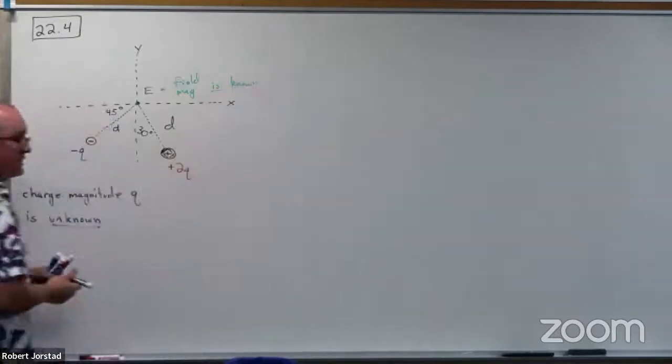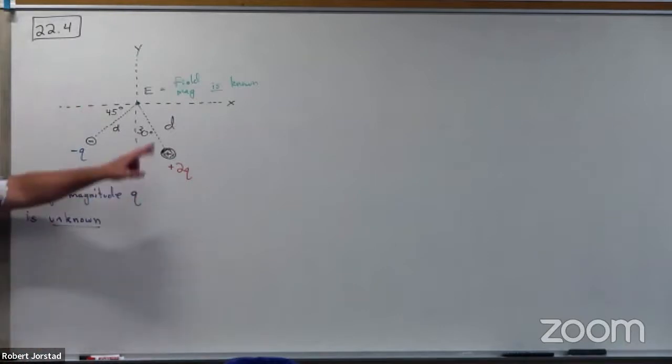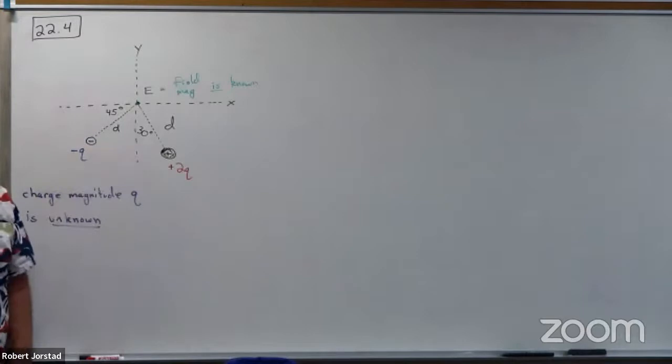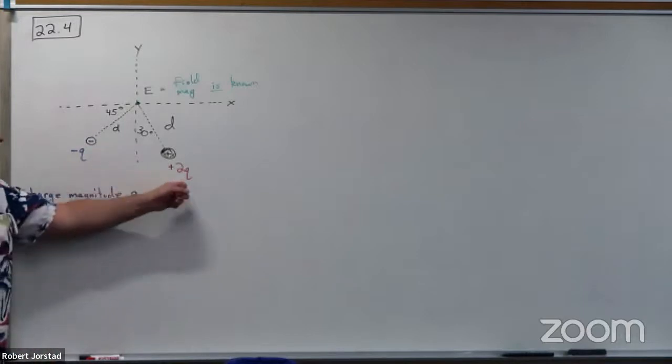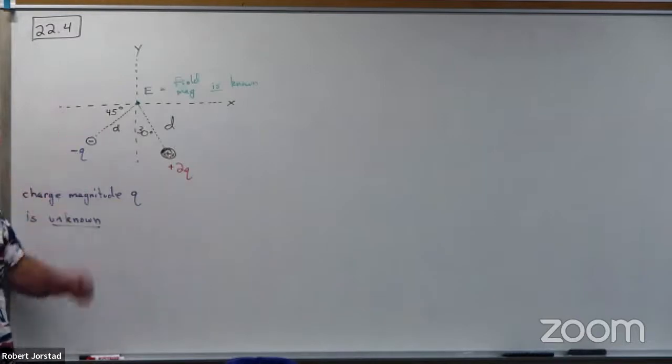So it's a variation. Previously, we knew the charges and we found the electric field. In this one, let's say we know the electric field using a sensor, and we're trying to figure out these charges. We don't know the actual amount of charge, but we do know that they're opposite sign, and this one's twice as big, and we know the angles and the distances. All right, what are we trying to find?